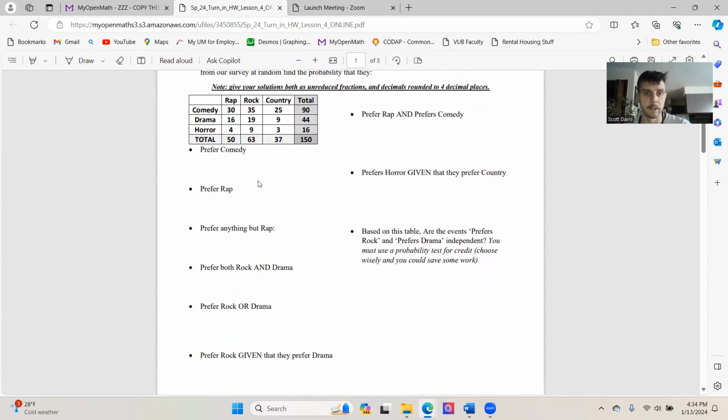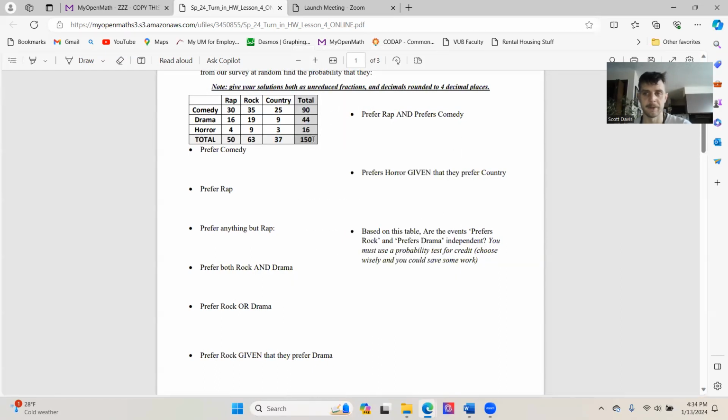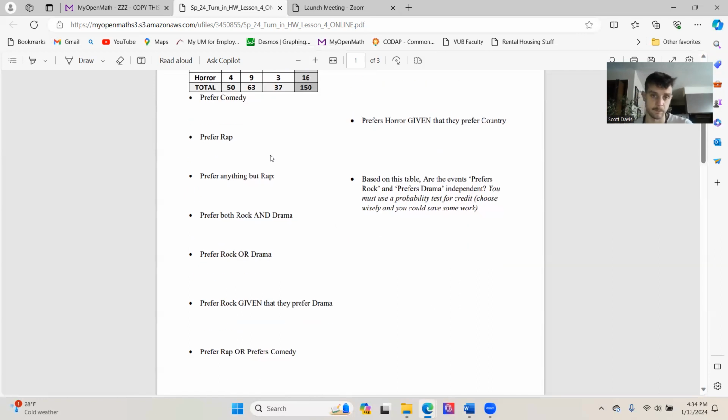Don't forget units. So just probability, I want both an unreduced fraction. So I can see, 37 over 150. I can now see explicitly what your numerator is and your denominator. No need to simplify it. Do simplify so it's a single term. Don't reduce it. You don't need to reduce your fraction. And then decimal rounded to 4 decimal places. So I want both the fraction and the decimal.